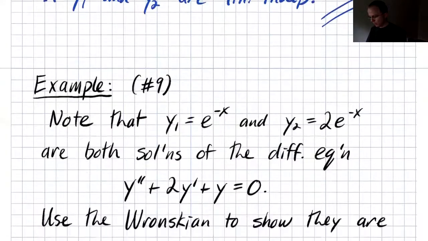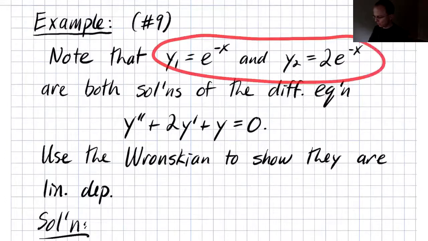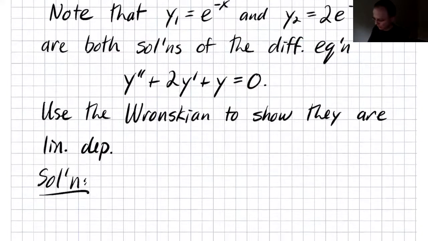All right, let's do the same example, but now we're going to take two functions that are linearly dependent. It's pretty easy to see that they're linearly dependent because y2 is just 2 times y1. So that's obviously going to be linearly dependent. But let's use the Wronskian to show it, because these are both solutions to the same differential equation.